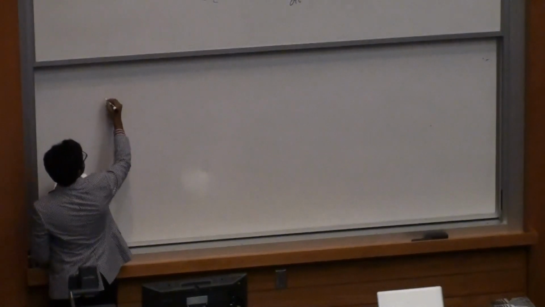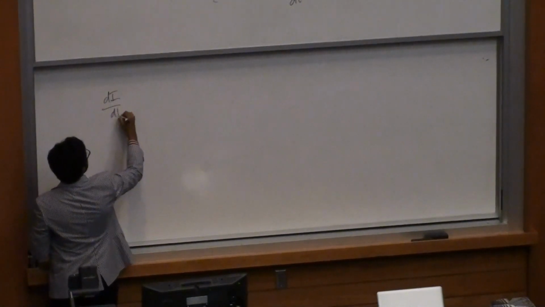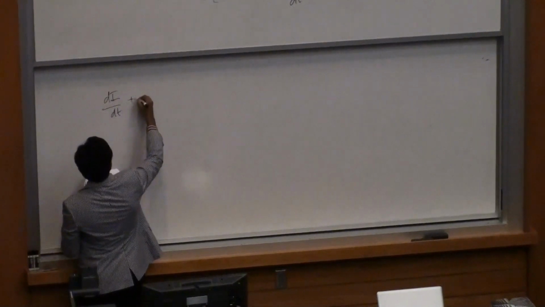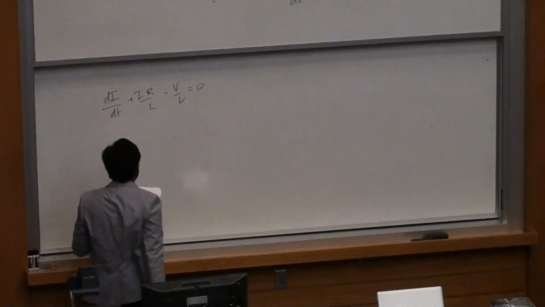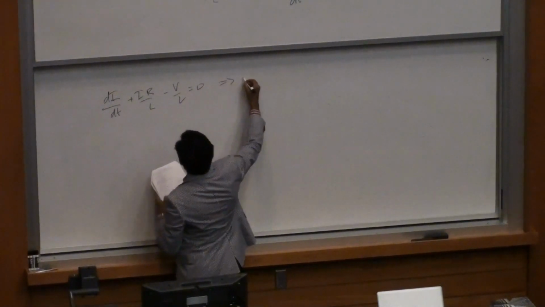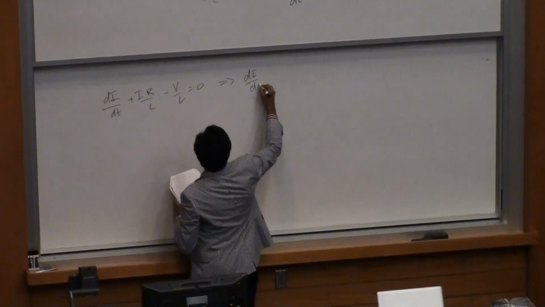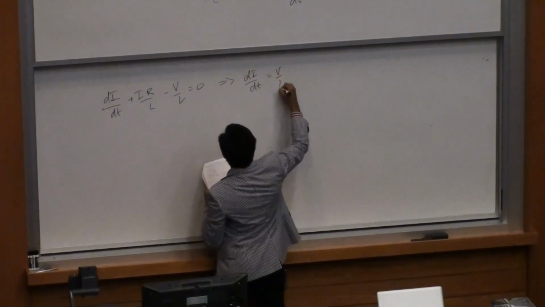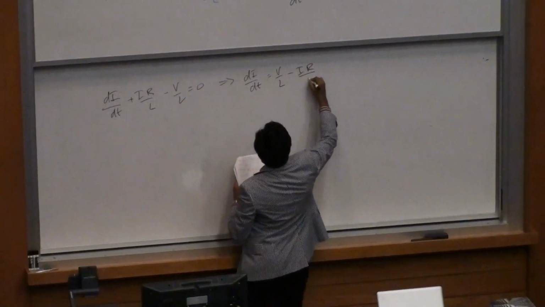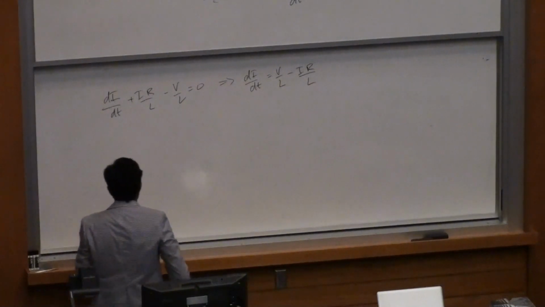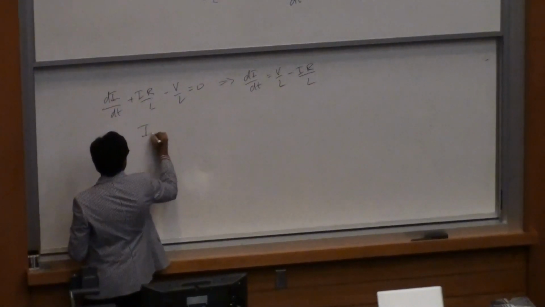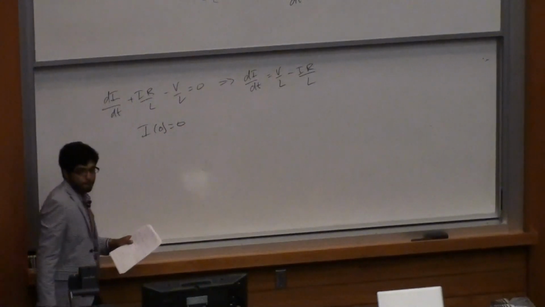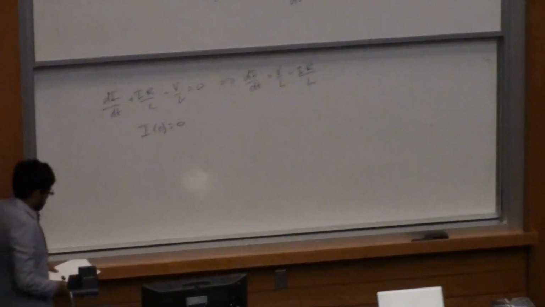So let me divide both sides by L. So first now I get di dt plus I R over L minus V over L equals 0. Right? So this I can express as di over dt equals V over L minus IR over L. Right? Now I apply my initial conditions. I know that at time t equals 0, my current is 0.